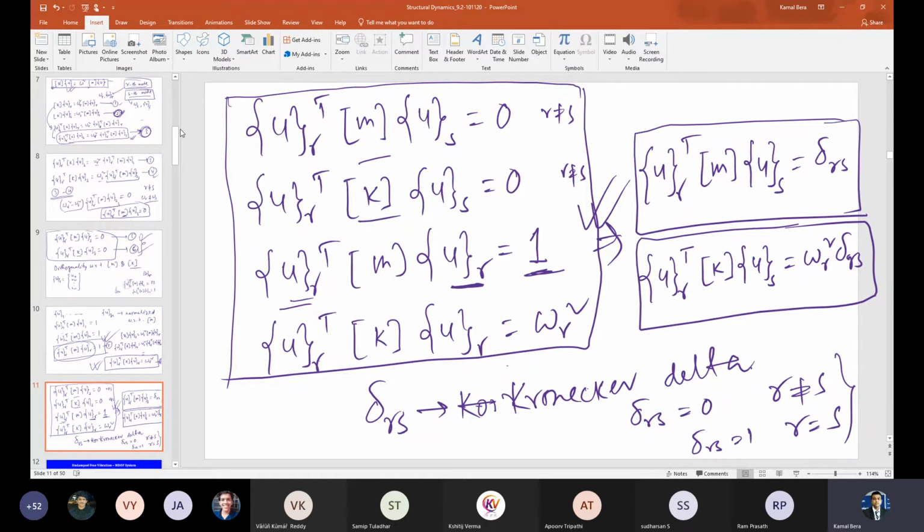We have finished the orthogonality of mode shapes. Now we'll move to the mode superposition in a systematic manner. Is it clear?